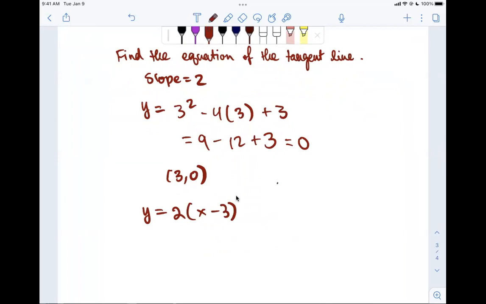So this is like some quadratic, sorry, it's some quadratic like this. And at the point x equals 3, we found the equation of this line tangent.